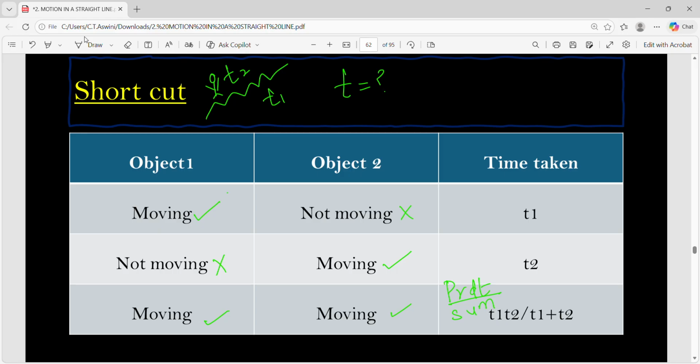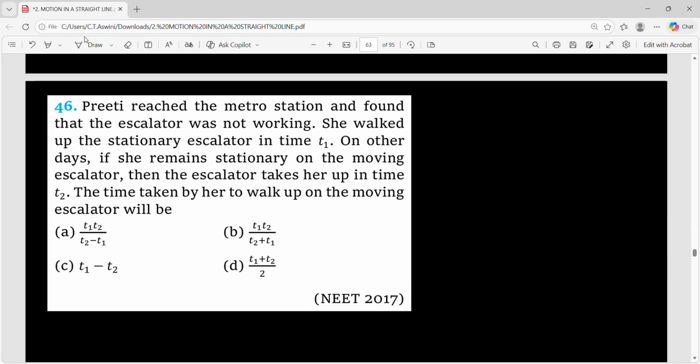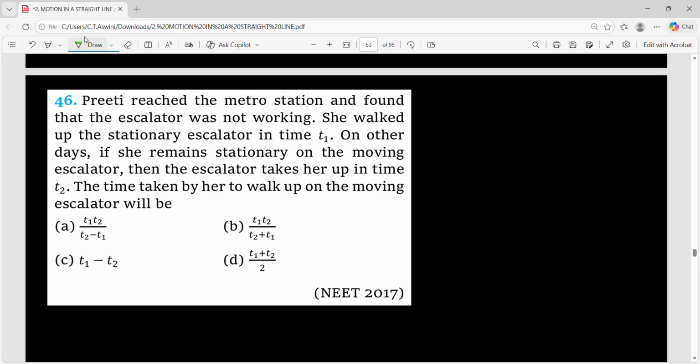Clear? Now, we'll see some questions. See, this was asked in NEET 2017.